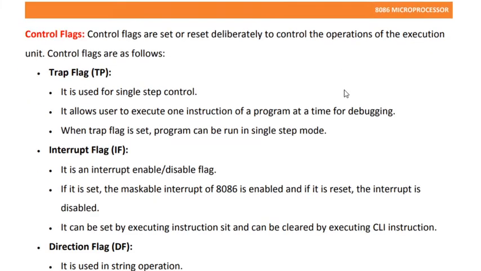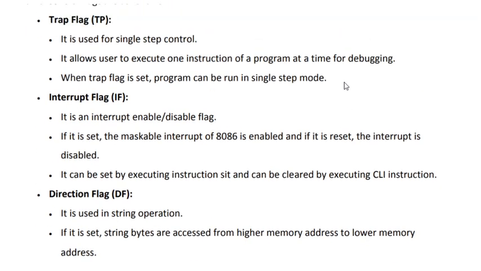Now likewise, we have the three control flags. The control flags are the trap flag, the interrupt flag, and the direction flag. As we have already learned the utilities of these flags in the previous class, we will not go through them in detail, but just remember that these are control flags that are used in order to keep track of the trap or the interrupt and the direction in case of string operations.